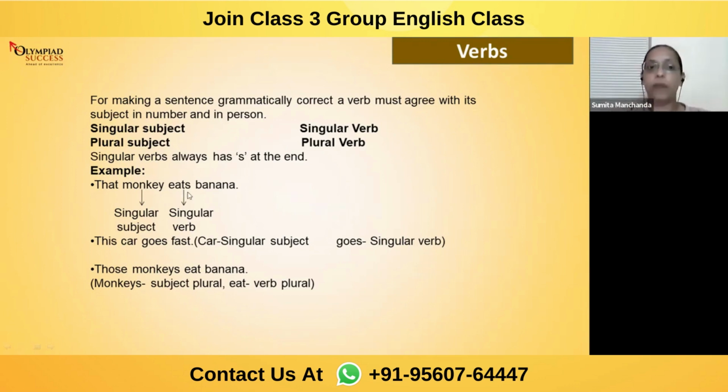Eat becomes eats in "the monkey eats banana." Why? Because they both need to agree. Now, when I say subject verb agreement, that means my subject and my verb both need to agree with each other. If my subject and my verb won't agree, what will happen? My sentence will go wrong.